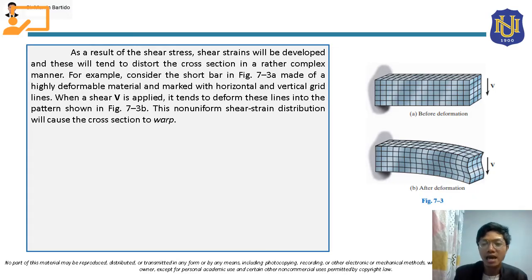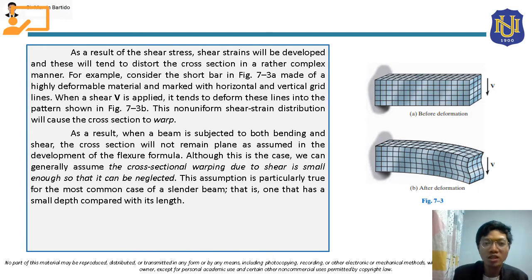Yun yung totoong nangyayari. Okay, so as a result, when a beam is subjected to both bending and shear, the cross-section will not remain plane as assumed in the development of the flexure formula. Doon kasi, class, 'di ba, sa discussion natin in flexure stresses, yung inassume natin doon, class, yung cross-section ng beam natin, hindi siya magwa-warp. Okay, or it will remain plane. Okay, pero ang totoo kasi, class, magwa-warp talaga siya.